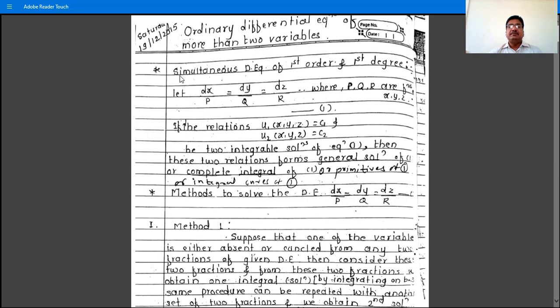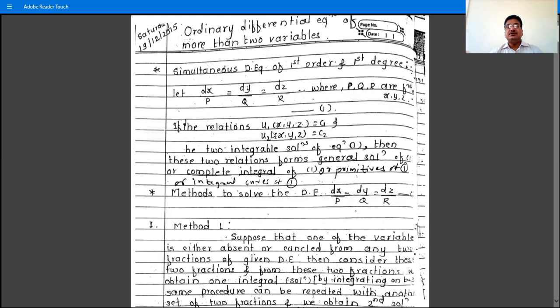This is the first chapter, and the simultaneous differential equation of first order and first degree, dx by P, dy by Q, and dz by R. In this chapter we will see the methods to solve this type of equation, that is, simultaneous differential equation of first order and first degree of the form dx by P, dy by Q, dz by R, where the capital P, Q, R are functions of x, y, z.